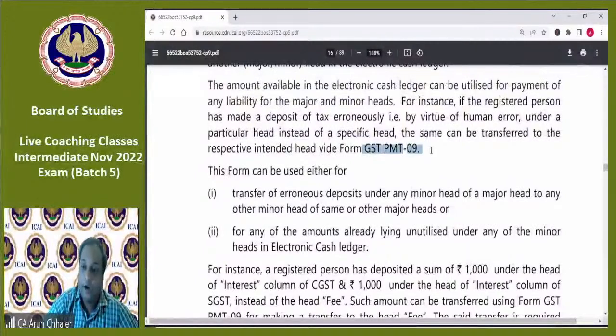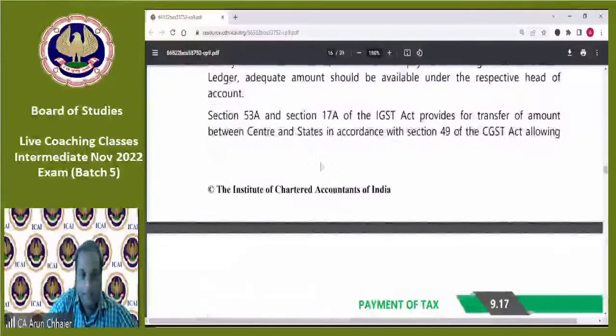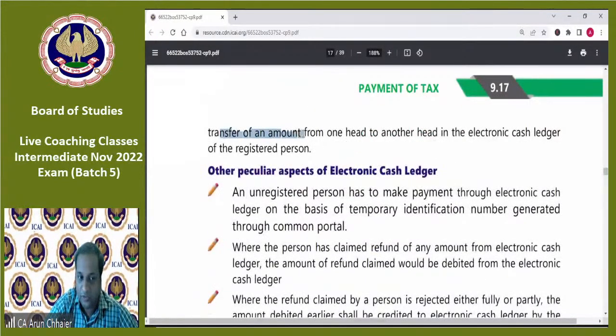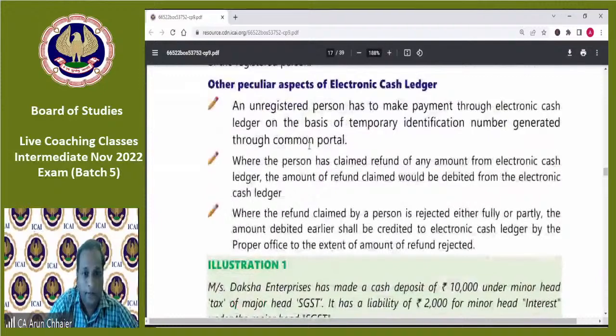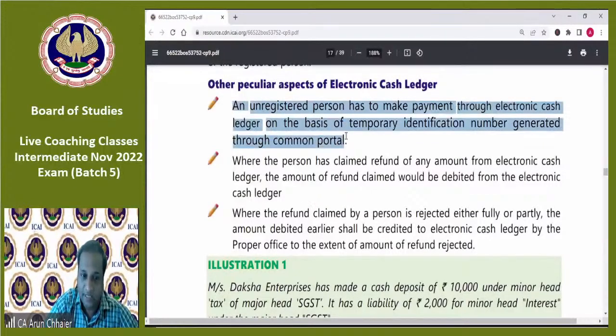Then we have discussed how to transfer the amount from one minor head of one major head to another major head, or from one minor head to another minor head. That we have discussed and we have practically seen also, GST PMT 09. Section 53A and section 17A of the IGST provide for transfer of the amount between CGST and SGST in accordance with section 49 of the CGST, allowing the transfer of an amount from one head to another head in the electronic cash ledger of the registered person. One peculiar aspect of the electronic cash ledger: an unregistered person has to make the payment through electronic cash ledger on the basis of temporary identification number generated on the common portal.